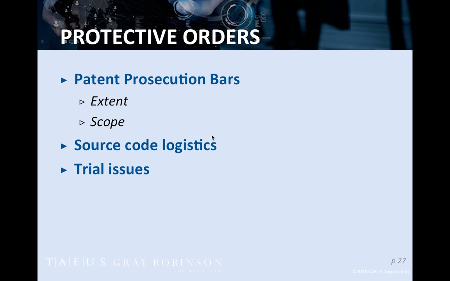But the way that that is done is the parties usually negotiate. Sometimes they agree, sometimes they don't, but the court will eventually enter a protective order where two main components will be at issue for purposes of this talk. One is a patent prosecution bar, and the second is the logistics of how the source code will be made available.